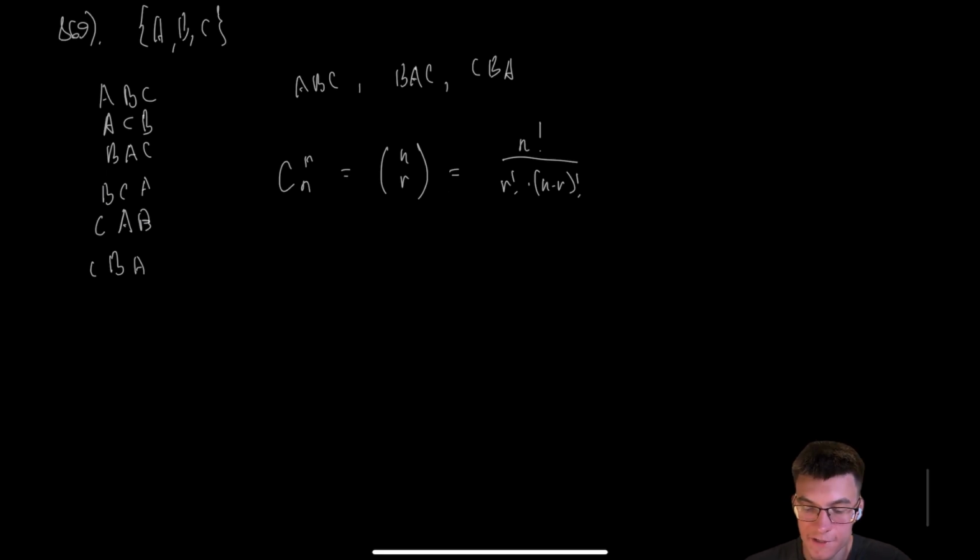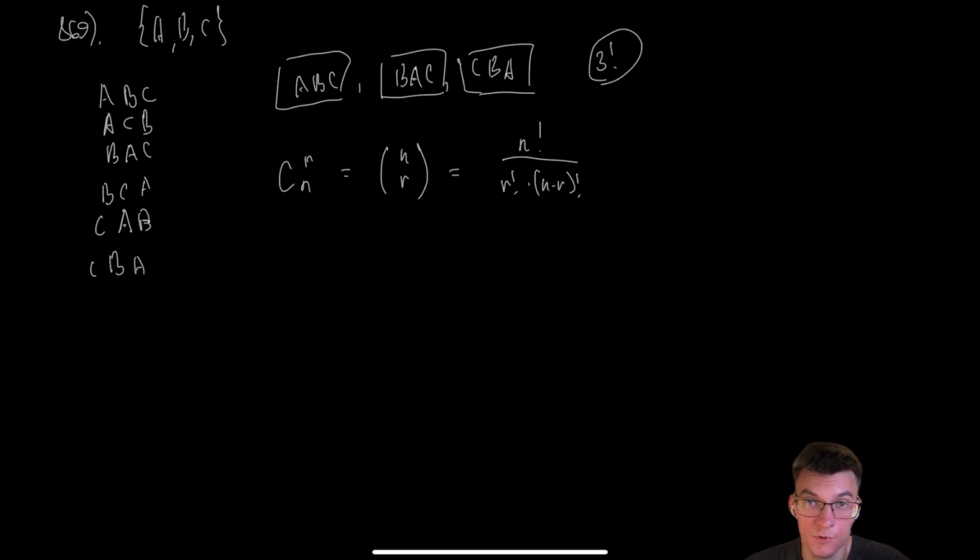If we take a look at the given example with ABC, we can notice that each selection has essentially 3 factorial possible arrangements. We'll have CBA, we'll have BAC, and so on. We have a total of 6 possible ways of arrangement. That's why we need to divide this by 3 factorial.